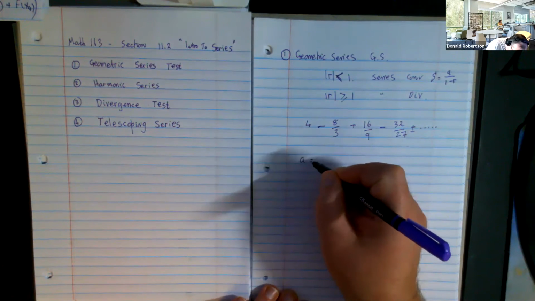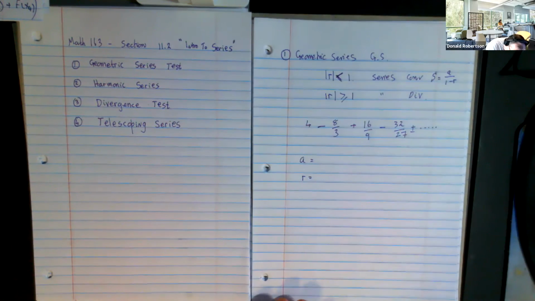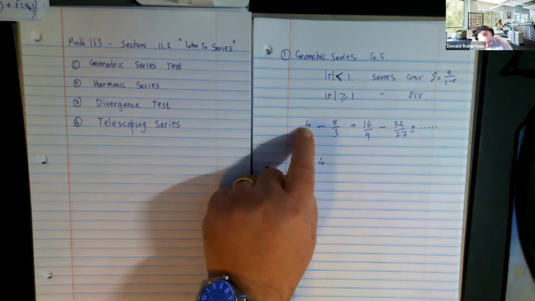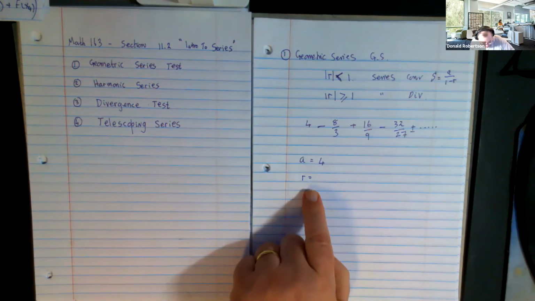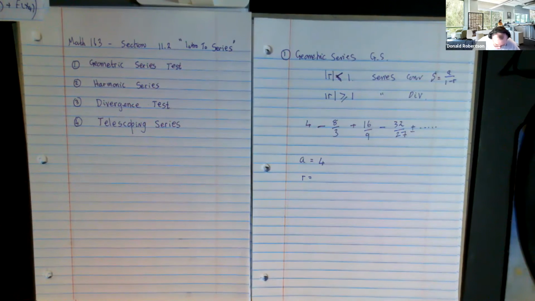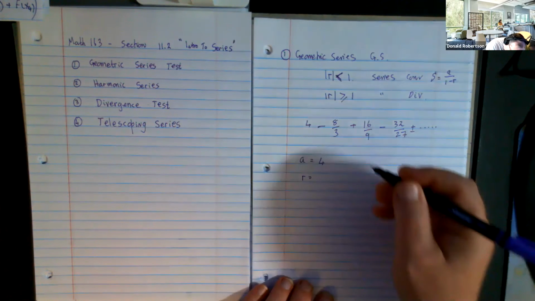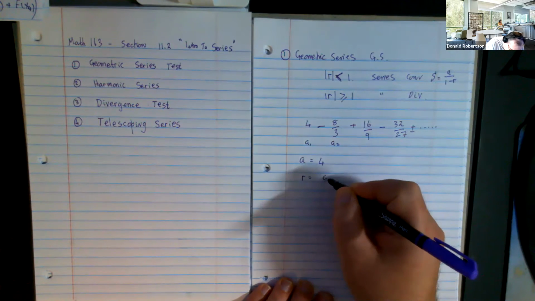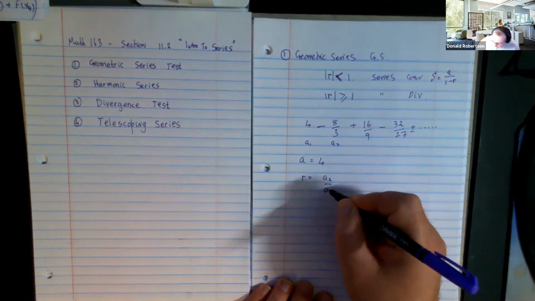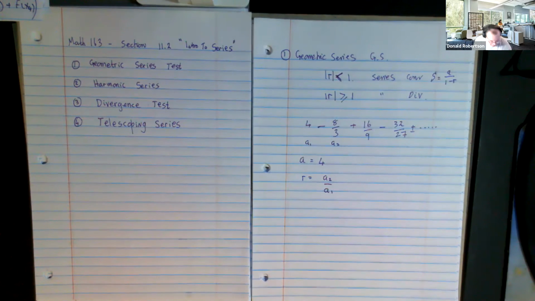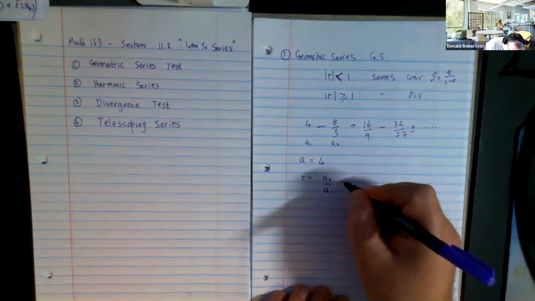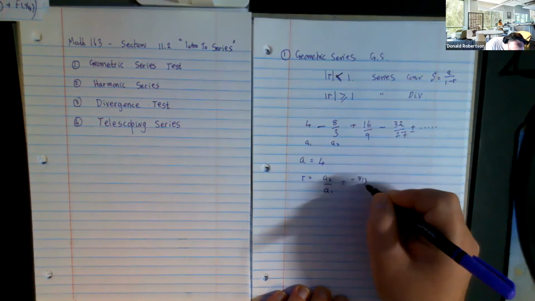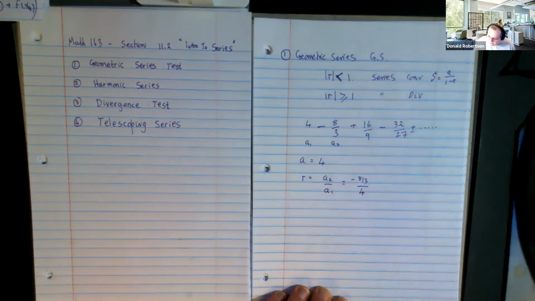I need to know just two things. I need to know A, which is easy. It's the first number, right? Then I need to know the common ratio. If you have problems finding the common ratio, because sometimes it's hard to do in your head. If we call this guy A1 and we call this guy A2, if you take the second term and you divide it by the first term, right? If you take the second term and divide it by the first term, in this case, -8/3 divided by 4.